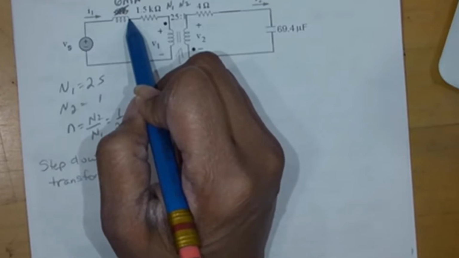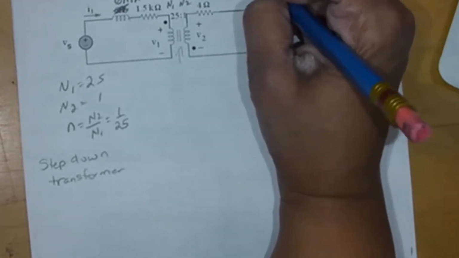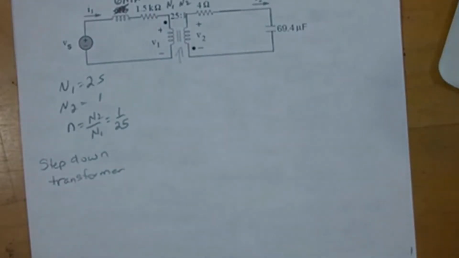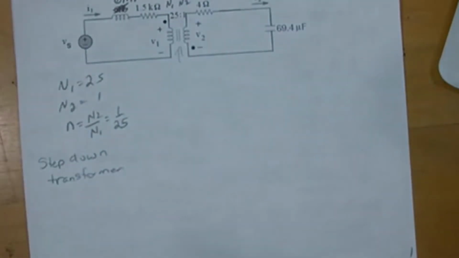So I know that my input is 25 cosine 1000 t. So omega is 1000 radians per second, because my input is 25 cosine 1000 t. Questions?